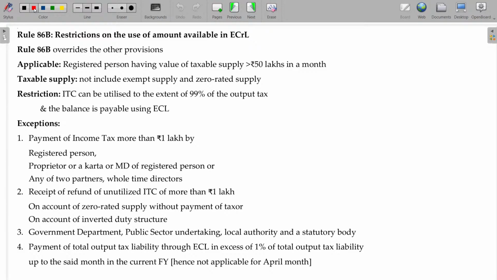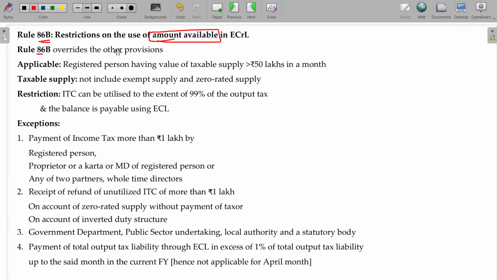Now we'll go for the next section. Rule number 86B: restrictions on the use of amount available in the electronic credit ledger. How much can you use? Only to the extent of 99%. Only to the extent of 90%, cumulatively for the year. For this also we have studied that illustration along with the tax payment. It's cumulative for the year, not every tax period. Last year we paid almost 15% using the cash ledger. In this year I can use the complete electronic credit ledger for the payment of 100% output tax, no problem.